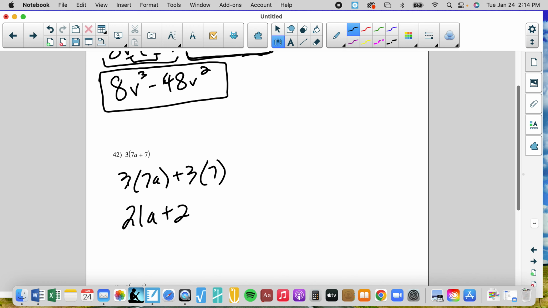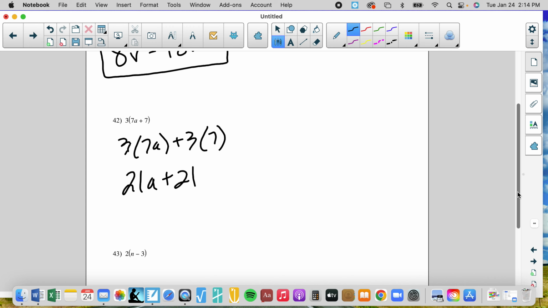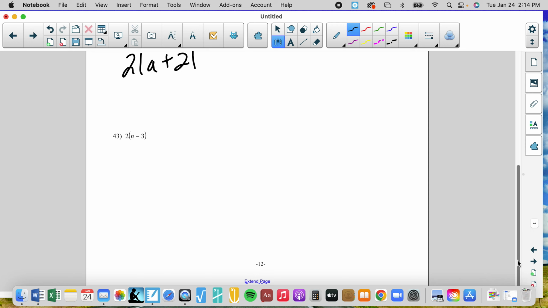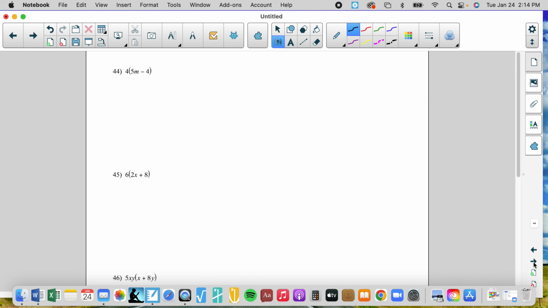3 times 7 is 21. Number 43, we have 2 times n plus 2 times negative 3. 2n minus 6. That's a horrible 6. Much better. And this is really what distribution should be like. It should be this simple. Seeing the value outside, distributing to each of the terms inside the parentheses.